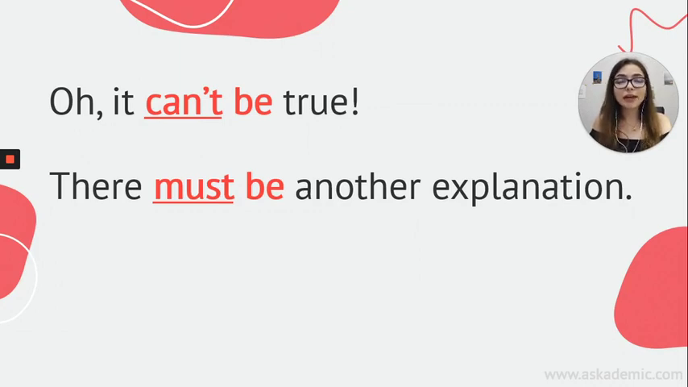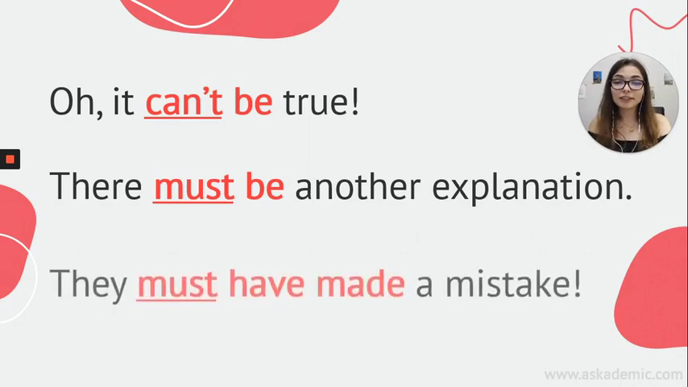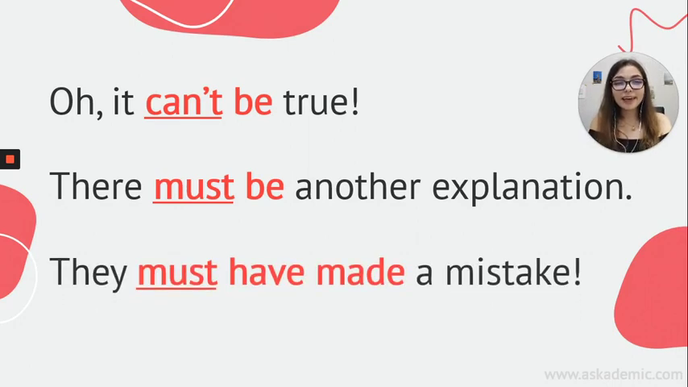So here again we use the basic form of be, both with can't and must, right? Oh, it can't be true. Oh, there must be another explanation. So we strongly believe it. And again, they must have made a mistake.